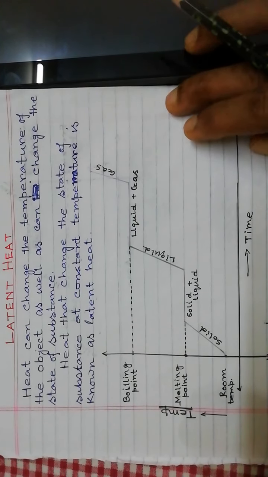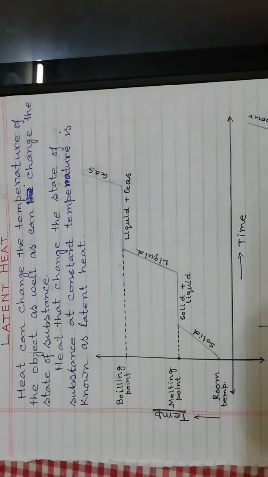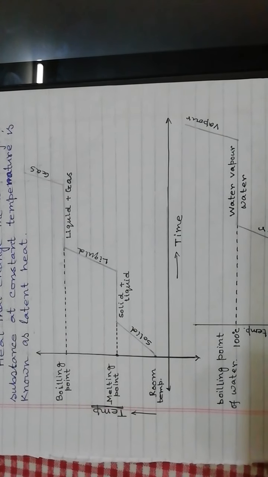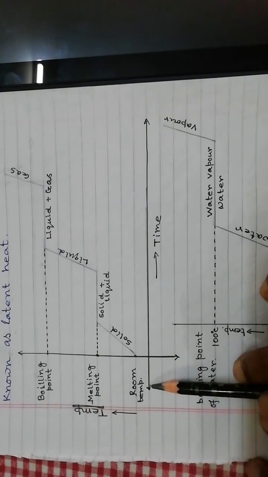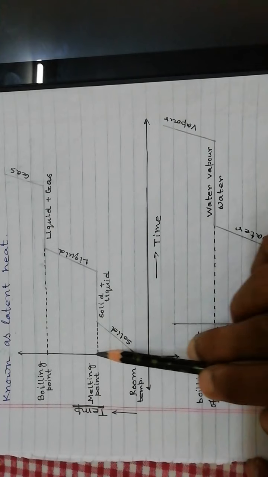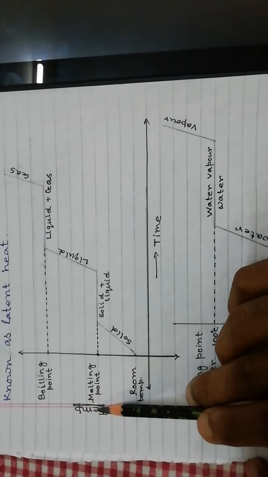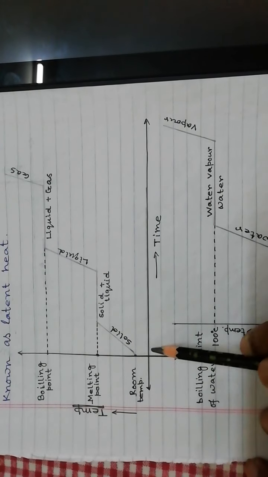But how do we represent this graphically? Here along the x-axis we plot the time, along the y-axis we plot the temperature. Here the time, here the temperature.